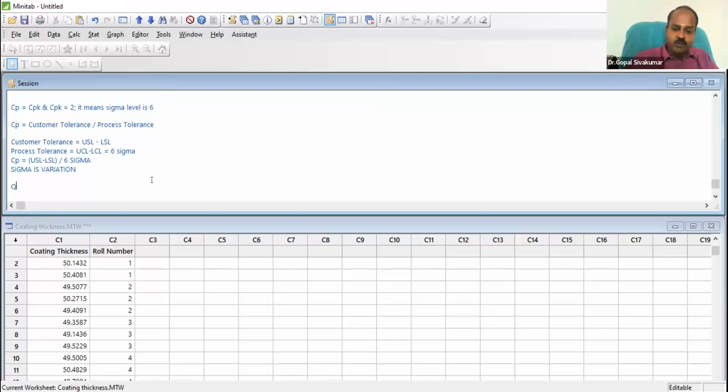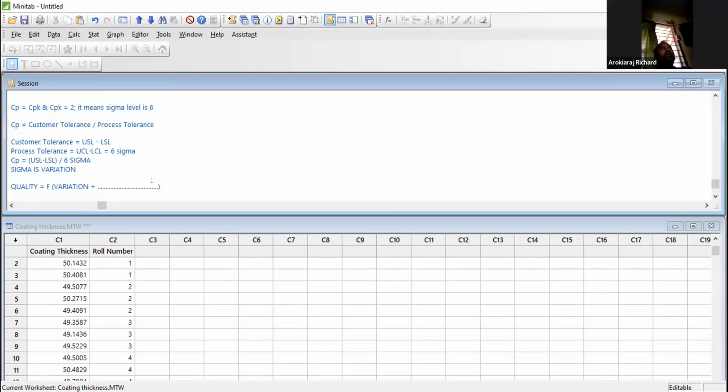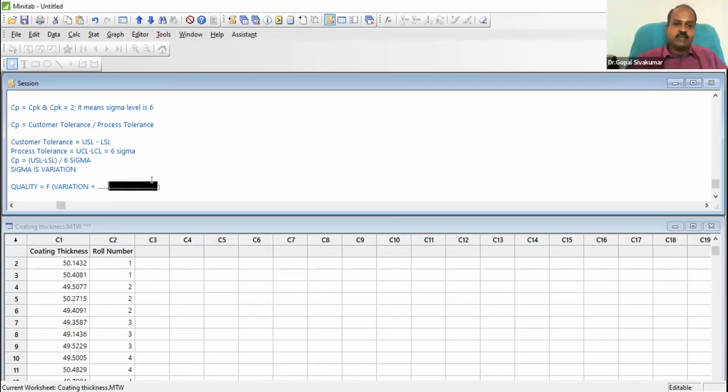Quality is not only a function of variation. Quality is also a function of variation and one more thing. What is that one more thing? Can you fill up this blank? Variation and capability, I think. See, the statistical definition of quality: variation and central tendency.